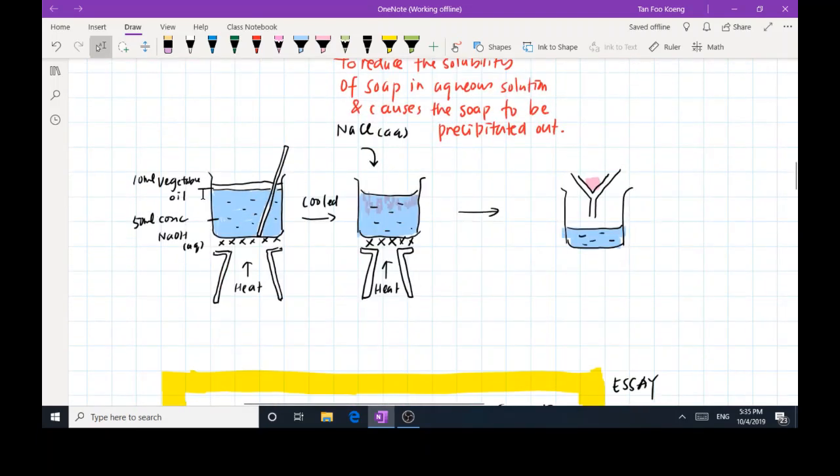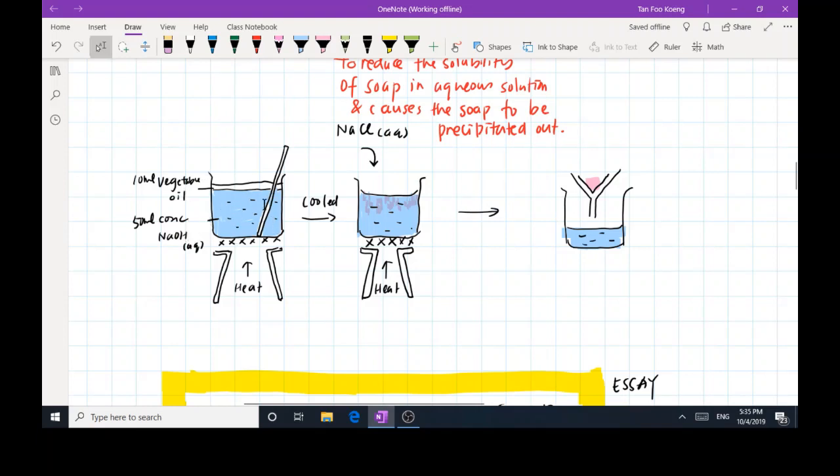Now, this is a beaker. I have just poured in 50 ml of concentrated NaOH, and then I pour in 10 ml of vegetable oil. Of course, the vegetable oil will be floating on the surface of the NaOH. Then this is a glass rod. Now I'm going to heat up the mixture, and throughout the process I stir them. Then the vegetable oil will dissolve in concentrated NaOH.